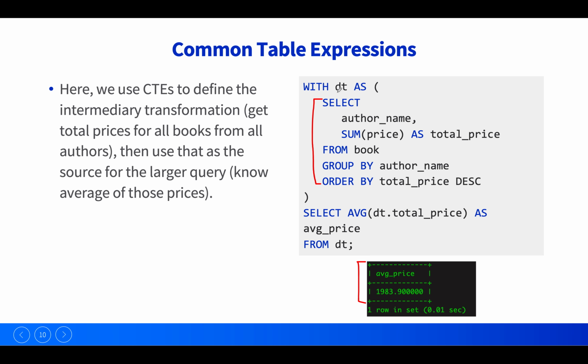These particular aliases, of course, you can call them whatever you'd like. It doesn't need to be called dt or cte. It could be A, or it could be something more descriptive. You can maybe call it total_price_by_author. It depends on your use case. Here, for illustrative purposes, we just chose a shorter alias.